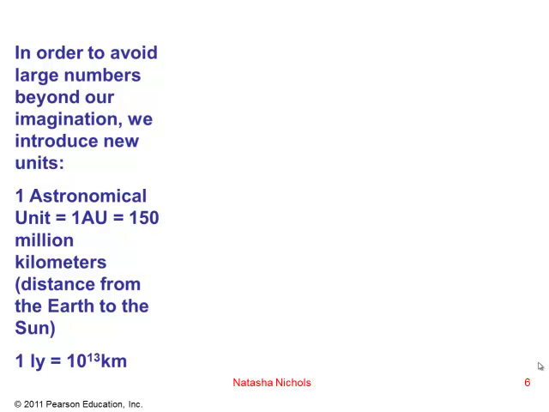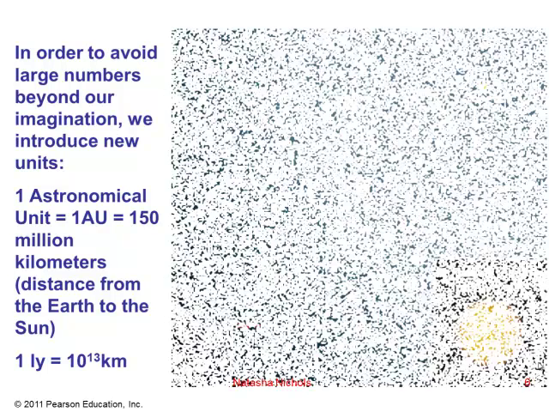Now, in order to avoid large numbers beyond our imagination, due to the vastness of the universe, we introduce new units. One very important unit is called the astronomical unit, which is written with capital A and U. Now, one astronomical unit is equivalent to 150 million kilometers. And million corresponds to 10 to the 6. Now, this distance is very special because by definition it is the distance from the Earth to the Sun.